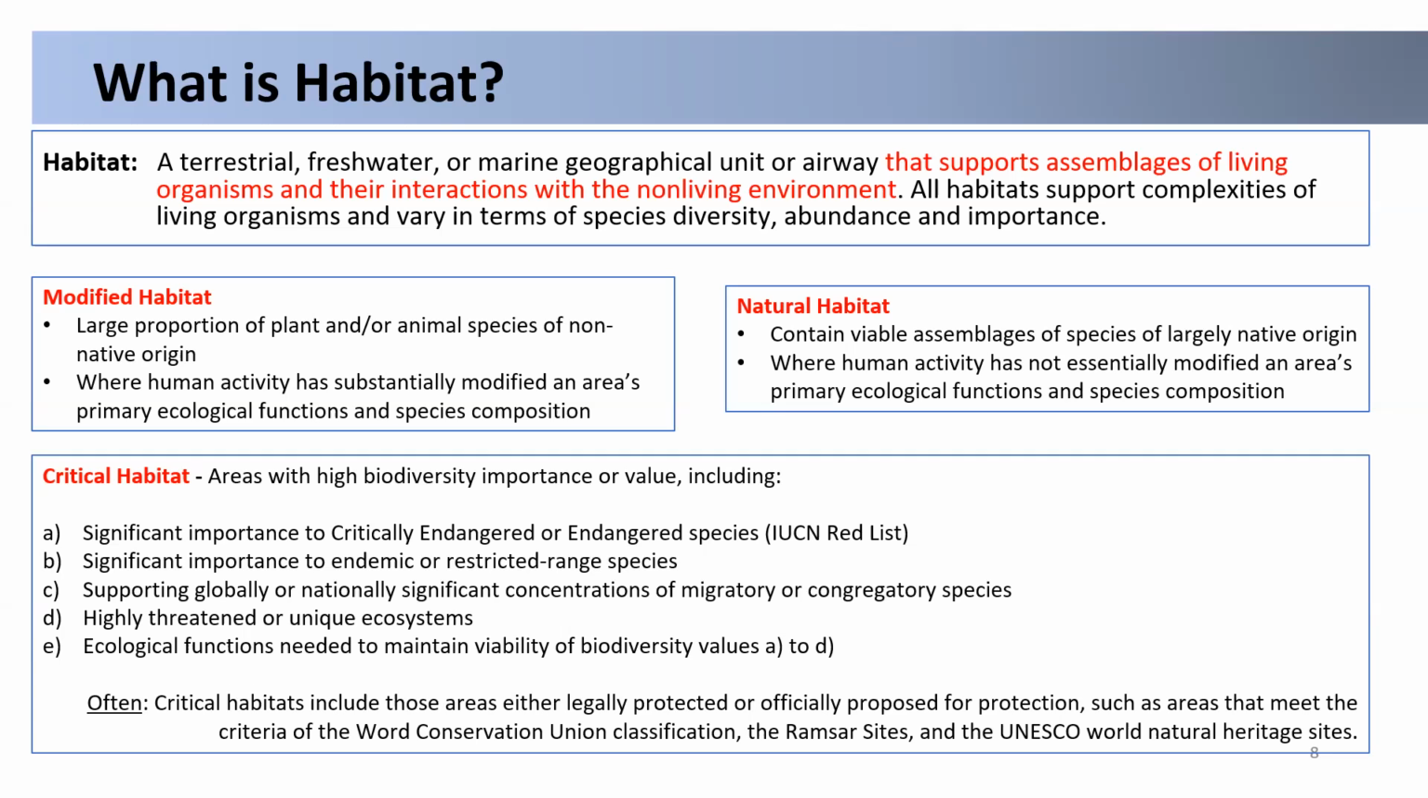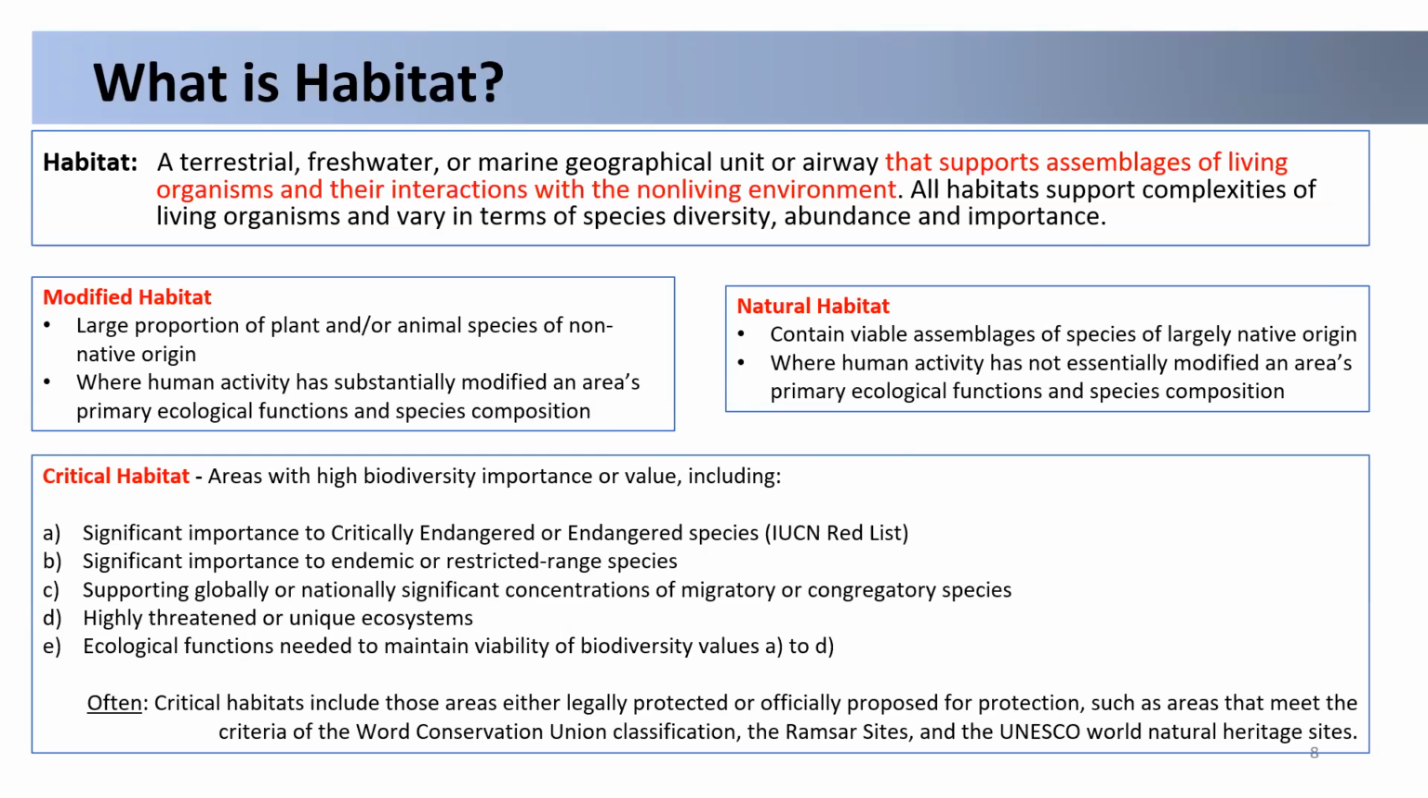And as a third category, we have so-called critical habitats. These are areas of very high biodiversity importance and value. Those usually include significant importance to critically endangered and endangered species, like you have the IUCN Red List. Significant importance of endemic or restricted-range species. Those are the habitats that support globally or nationally significant concentrations of migratory or congregatory species. Highly threatened or unique ecosystems, or ecological functions needed to maintain the viability of the biodiversity values from A to B.